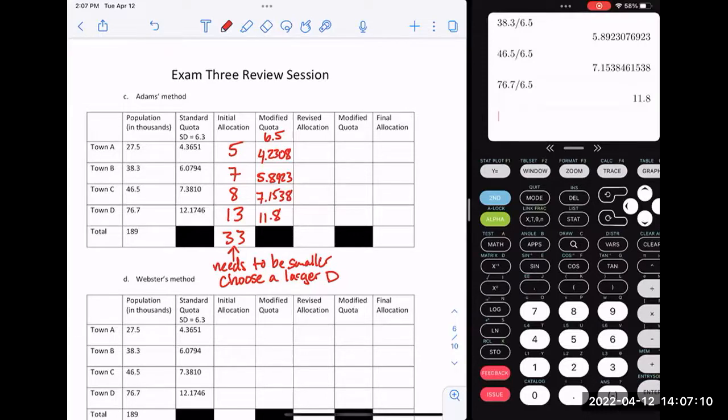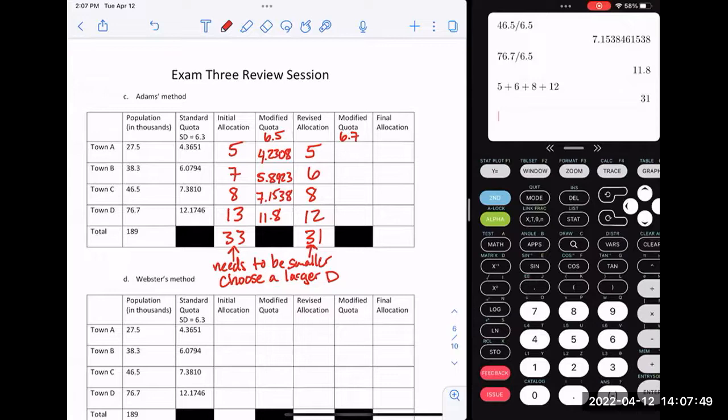All right, and then we round this up. So if I round these up, this is going to be upper quotas are 5, 6, 8, and 12. If it adds to 30, I'm done. Unfortunately, it's not. So that adds to 31, but I'm getting closer. And it still does need to be smaller. So I still need to choose a larger divisor. So I need something bigger than 6.5. 6.7. Okay, let's try 6.7.